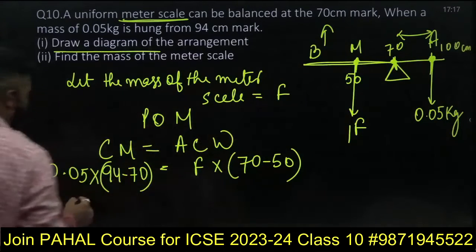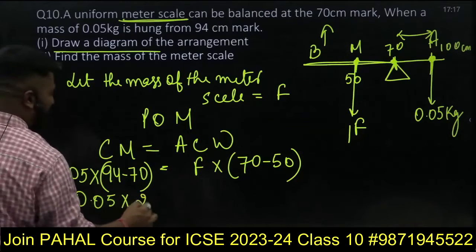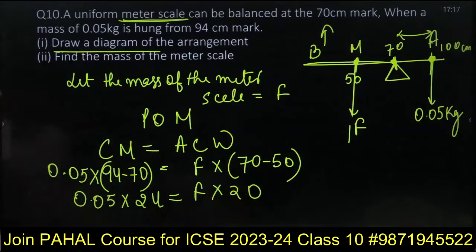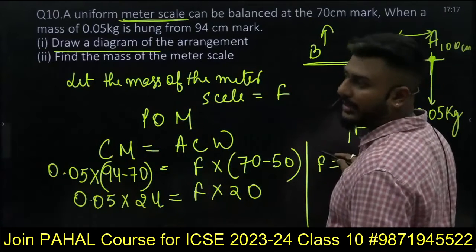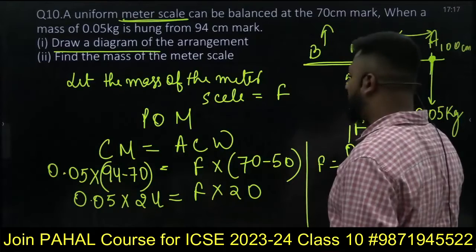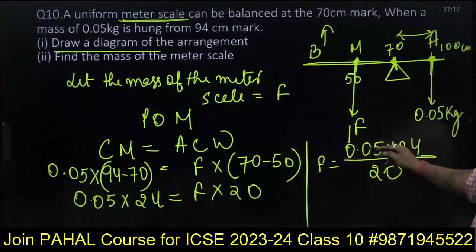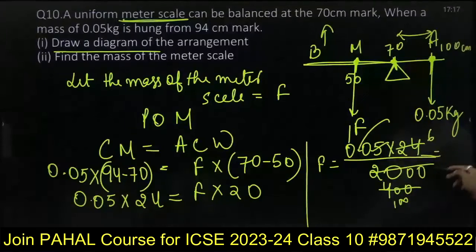So this would become 0.05 into 94 minus 70, कितना जाएगा? 24, is equal to F into 70 minus 50, which is 20. So the value of F would be equal to 0.05 multiplied by 24 divided by 20. So point हटाया, 2 0 लगाए, 5 से कैंसिल किया, 5 400 टाइम्स, फिर 4 से कैंसिल किया, 100 टाइम्स, 4 6 are 24. So this will become 0.06 kg.